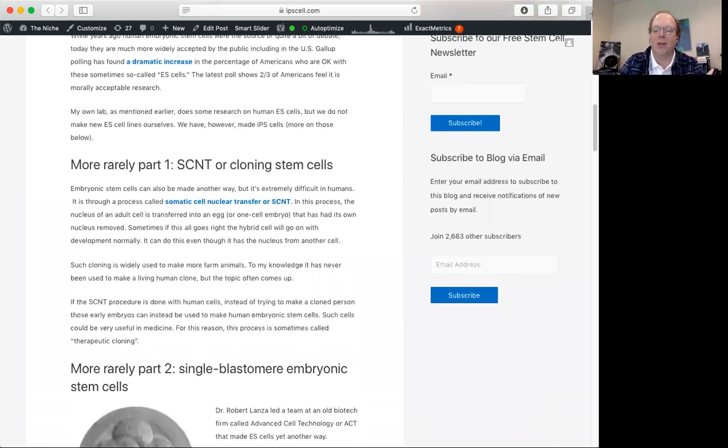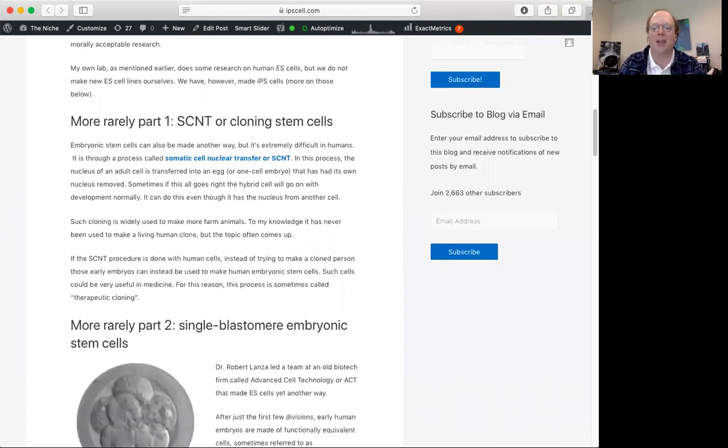So there are a couple of ways you can make embryonic stem cells without actually using these IVF embryos. So more rarely, part one in this blog post is something called SCNT, or somatic cell nuclear transfer. This is sometimes called cloning of stem cells or therapeutic cloning. So what happens in this case, and the reason we talk about the cloning part, is that in order to make embryonic stem cells, instead of using a regular embryo, you actually take an egg and you remove its nucleus and you put in the nucleus of what we call a somatic cell.